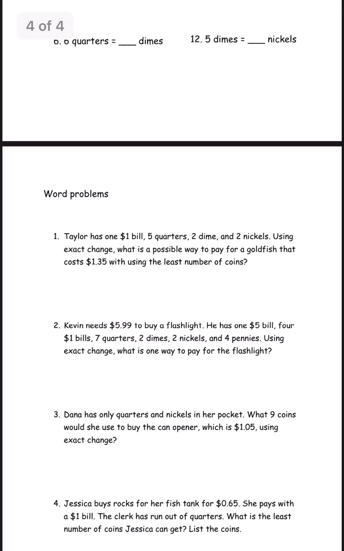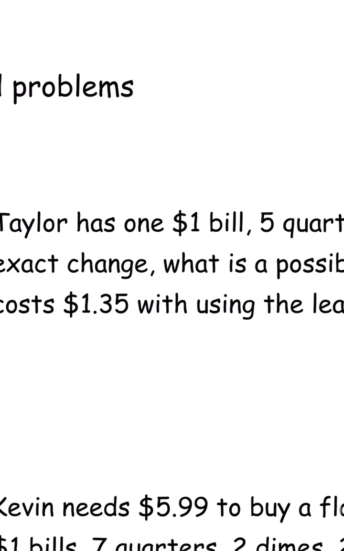So for this page, we have word problems. Let's look at number 1. For number 1, it says Taylor has $1 bill, 5 quarters, 2 dimes, and 2 nickels. Using exact change, what is a possible way to pay for a goldfish that costs $1.35 using the least number of coins? So we need to use the least number of coins. So we need to first look at the biggest one.